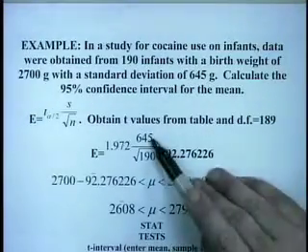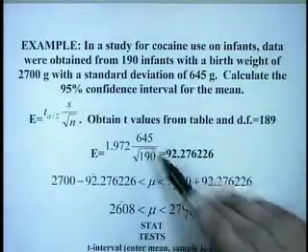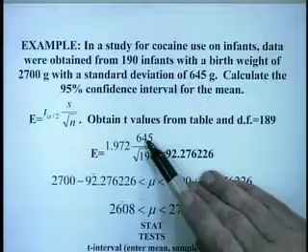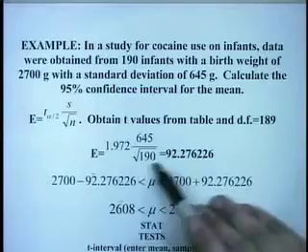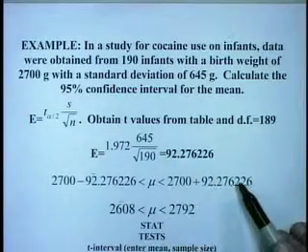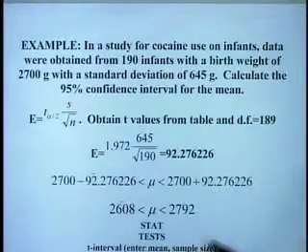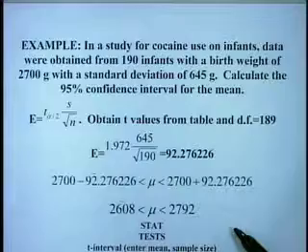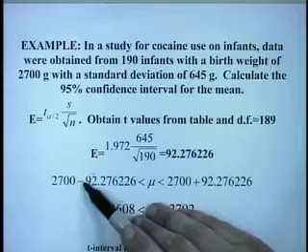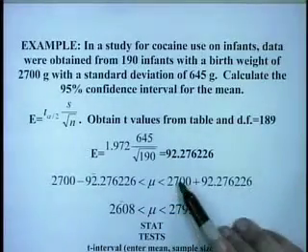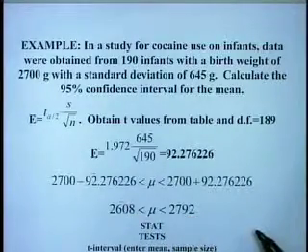And this time, since I do not know my population standard deviation, I will use the sample standard deviation on top, and the square root of my sample size at the bottom. When you plug everything in, you will get 92.276226. Keep as many digits as you can until the very end, then do your rounding at the very end. Now, 2,700 is my mean. Subtract the margin of error, add the margin of error. That will give you 2608 to 2792.